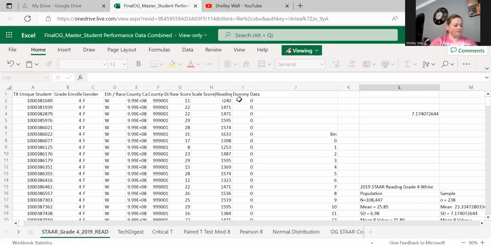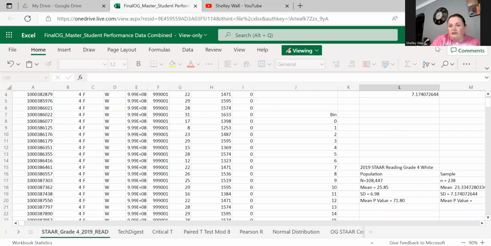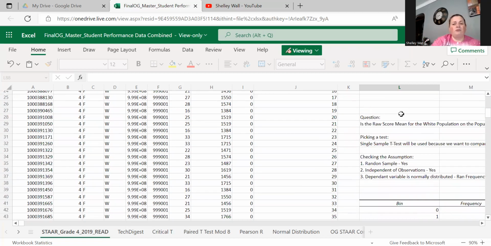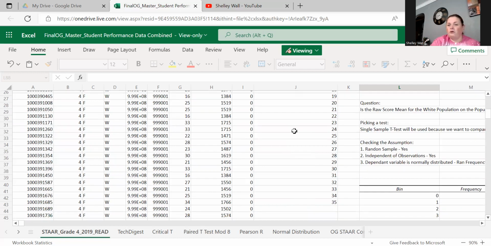So let's get started. In this research process, it's a 6-step process, and what we need to do to begin is to develop a question that we're going to work with. So what I did was I wanted to compare the raw score mean for the white population in this one particular district on the grade 4 reading STAAR exam as compared to the population of the entire state of Texas 4th graders, all white students.